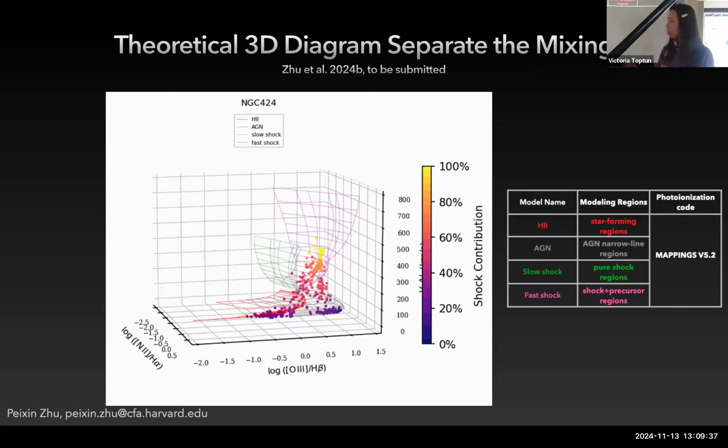You can also see two sequences linking the H2 regions and the fast shocks region, and another sequence linking the AGN dominant region and the fast shocks dominant region. So this means that the IFU spectrum of these galaxies covers three regions: an H2 dominant region, an AGN dominant region, and a fast shock dominant region. And there are also some regions mixing between the two mechanisms.